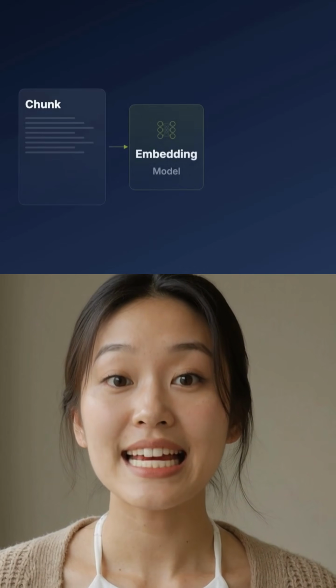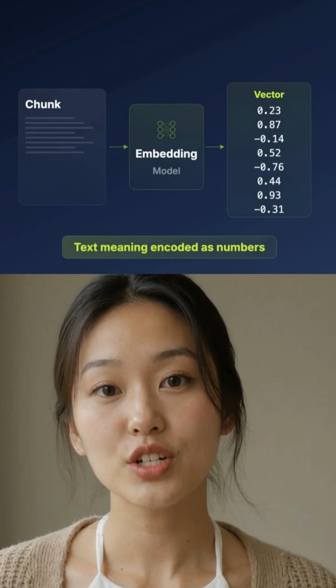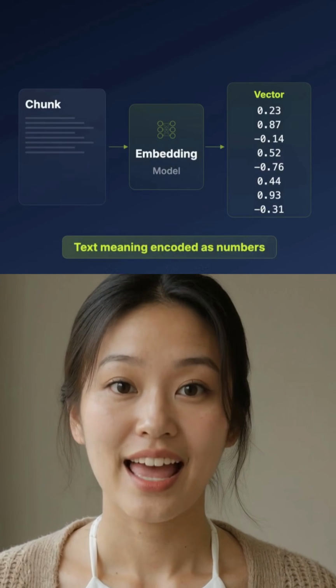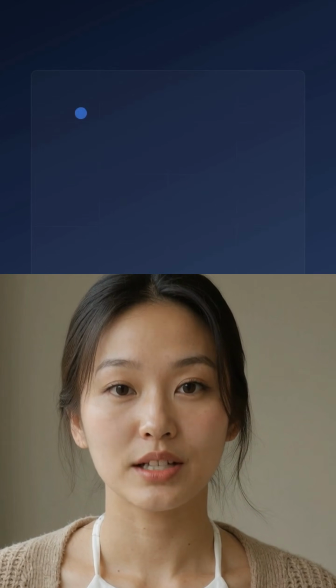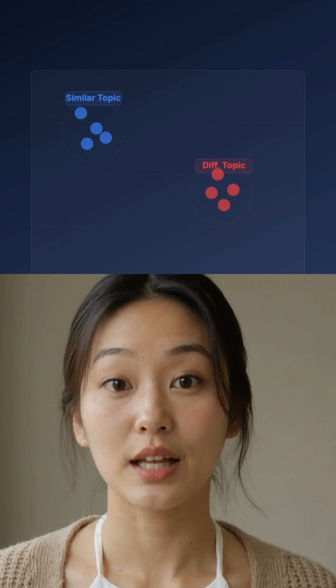Step 2 is to pass each chunk through an embedding model. This turns your text into a high-dimensional vector, essentially a list of numbers that captures the meaning of that chunk. Chunks covering similar topics will end up with vectors that sit close to each other.